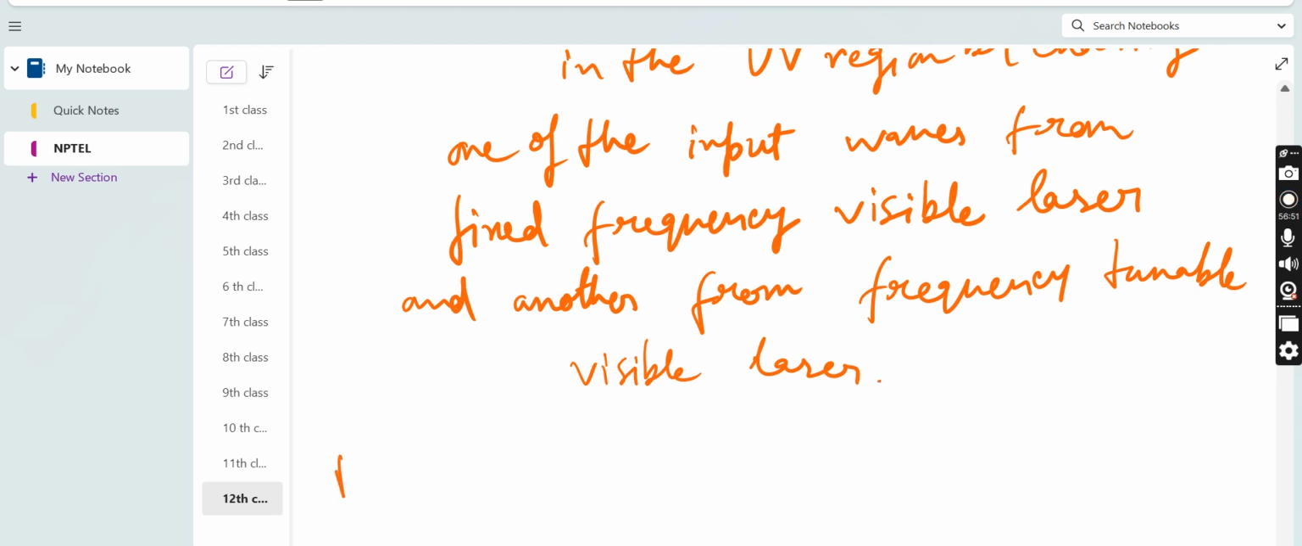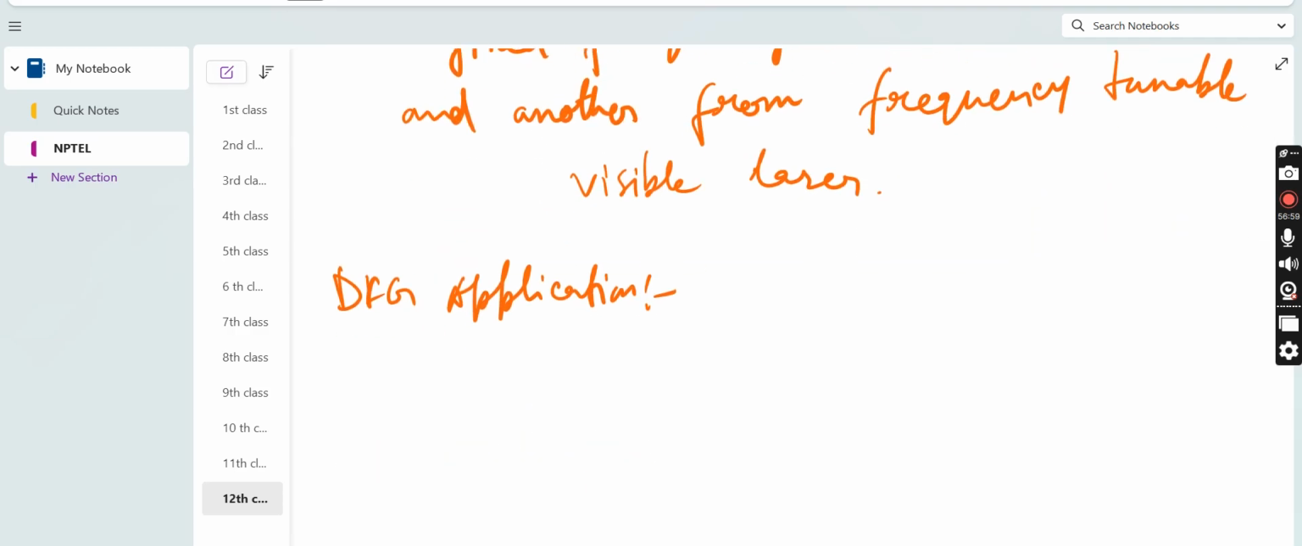For difference frequency generation, the application is to produce tunable infrared (IR) radiation with visible lasers.